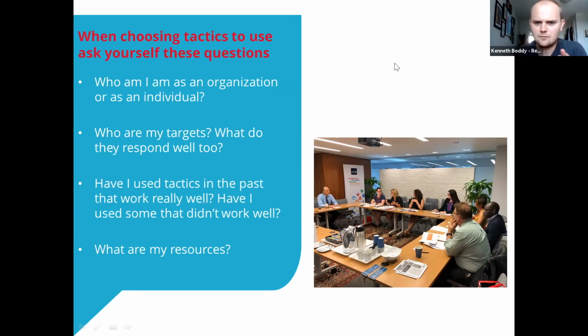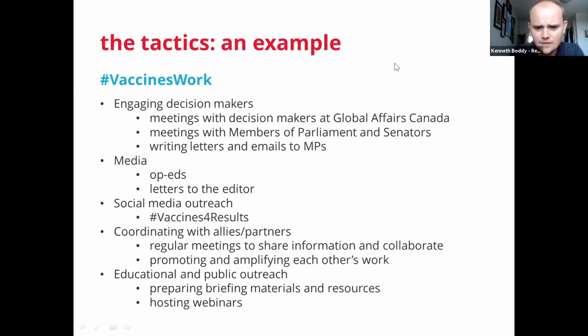And similarly with the other points here, I want to go over some examples from the Vaccines Work campaign. These list some of the tactics we've rolled out for this campaign. When we've been trying to engage decision makers, we've had meetings with decision makers at Global Affairs. There are people who work on global vaccine programs and are going to be providing recommendations as part of the decision-making process. So we have meetings with them to keep them informed of our recommendations and our thoughts.